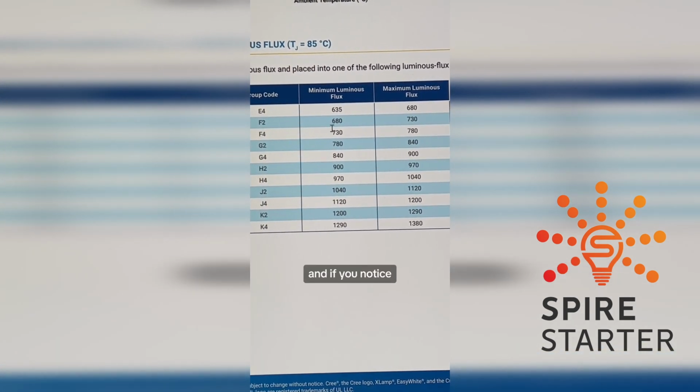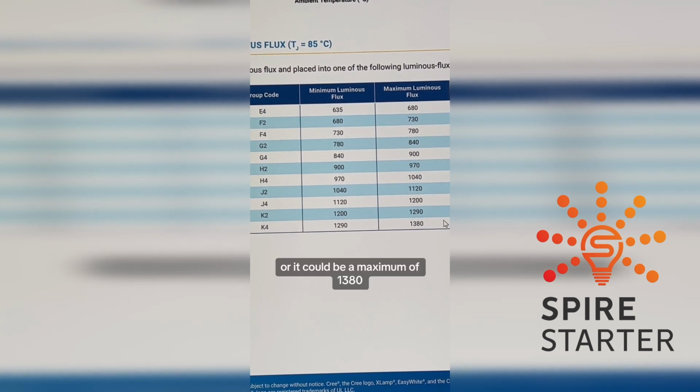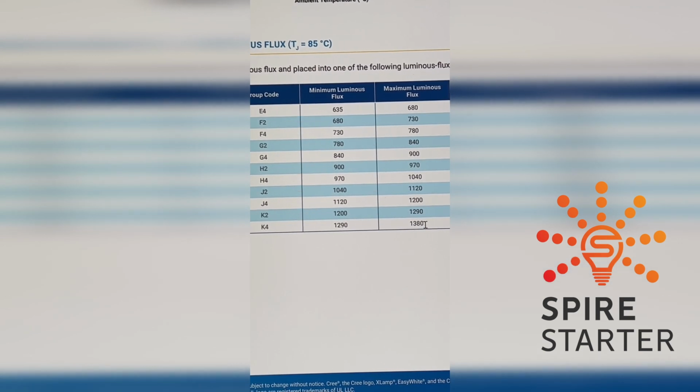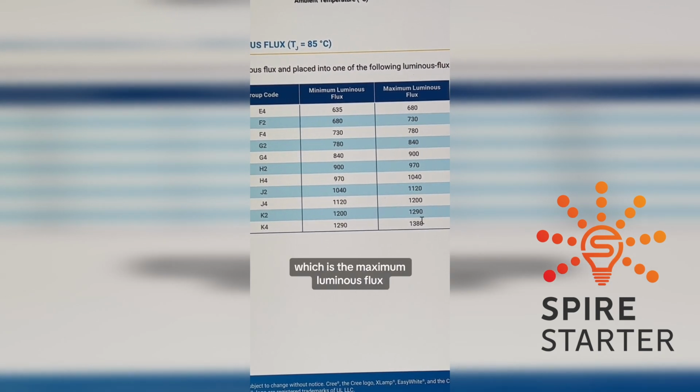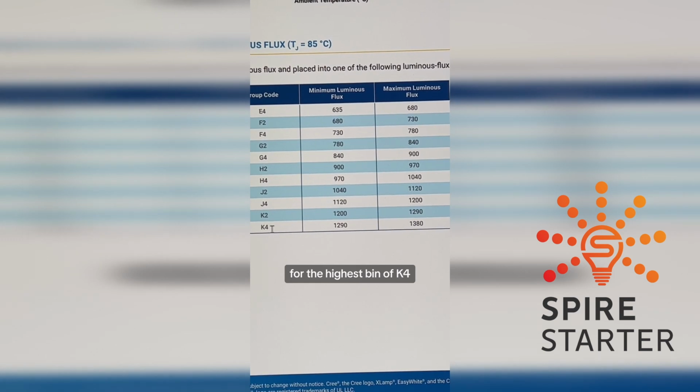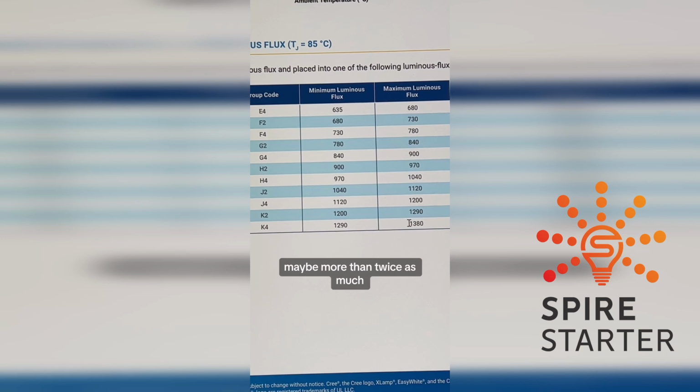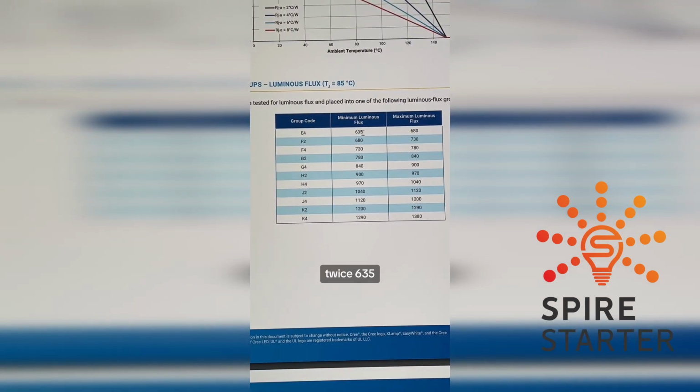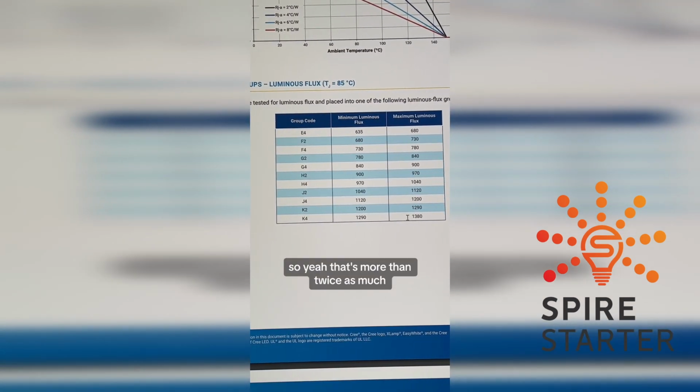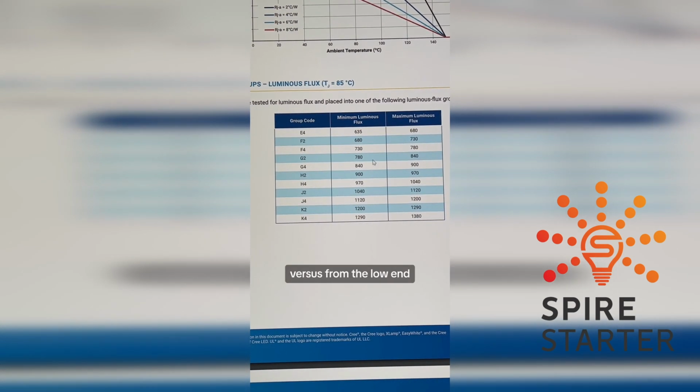And if you notice, the smallest could be 635. That's the minimum for the lowest bin, which is E4. Or it could be a maximum of 1,380, which is the maximum luminous flux for the highest bin of K4. So that's almost, well, maybe more than twice as much. Twice 635 would be 1270. So yeah, that's more than twice as much that you could get on the high end versus from the low end.